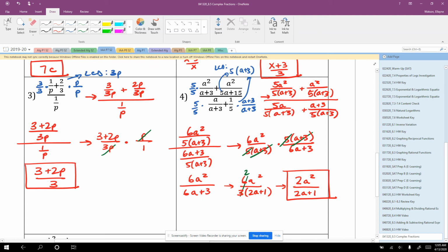Okay, so try the next problem using the same tools. Get a single fraction in the numerator, get a single fraction in the denominator, add or subtract to get there, and then multiply by the reciprocal of the denominator. Go for it.